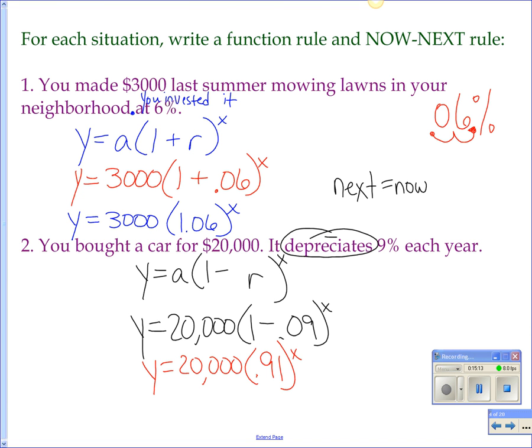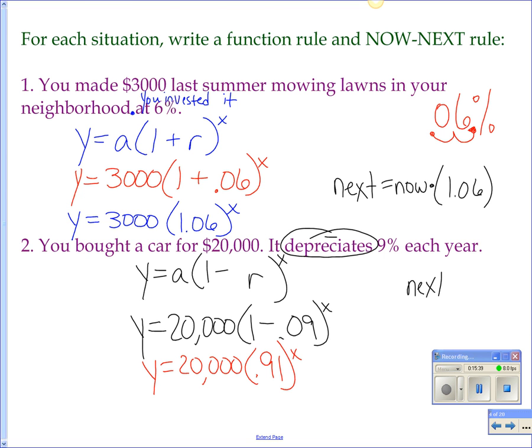And then what were we doing here? We were taking the 3,000. And what does this mean we were doing? Multiplying by 1.06. So that's all you're going to put here. Times 1.06. That's all you have to do for a now next rule. Next equals now times 1.06. Okay? So for number 2, it's going to start out the same way.